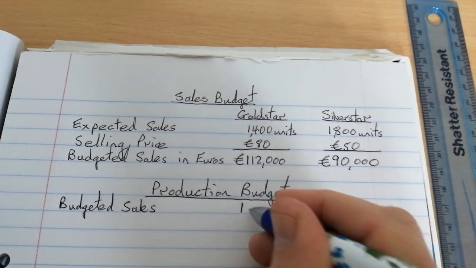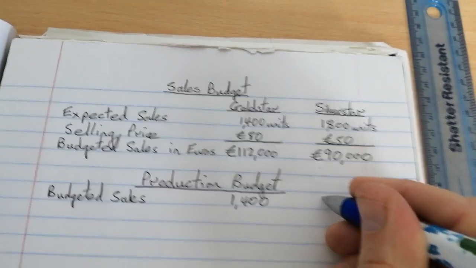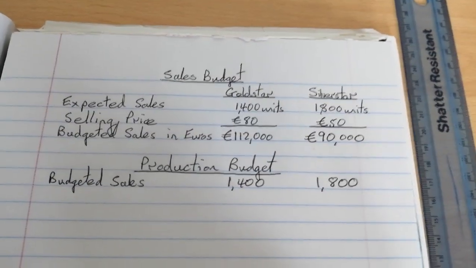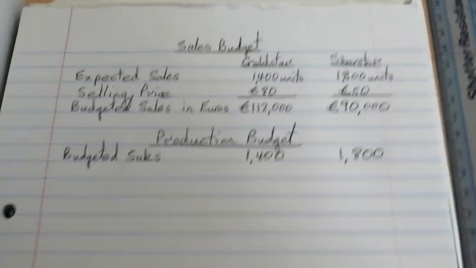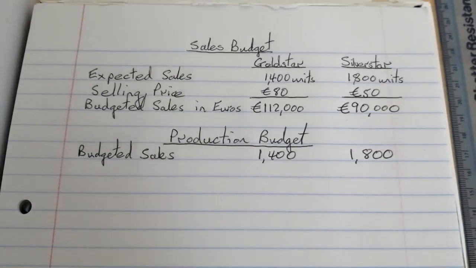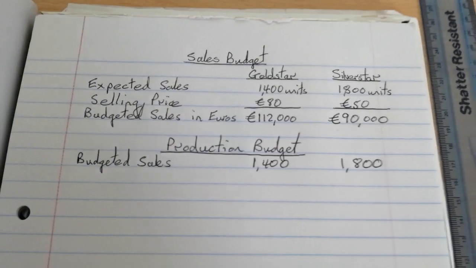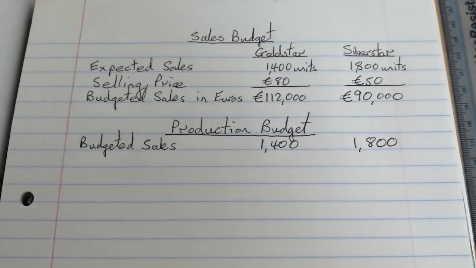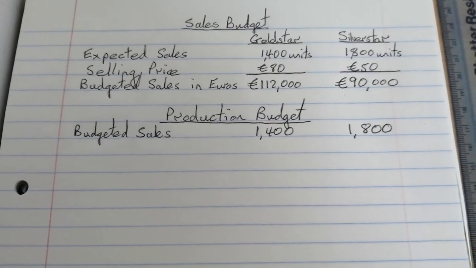So my budgeted sales is 1,400 for the Gold Star and 1,800 for the Silver Star. Is that okay? So you're trying to figure out basically how much of these you should produce during the year. So really, if you're going to sell 1,400, you might say, legitimately, well, then I want to produce 1,400. But there is one extra factor or 2 extra factors you have to bear in mind when you're thinking about how much you produce.